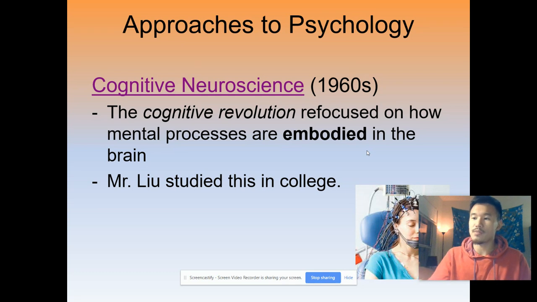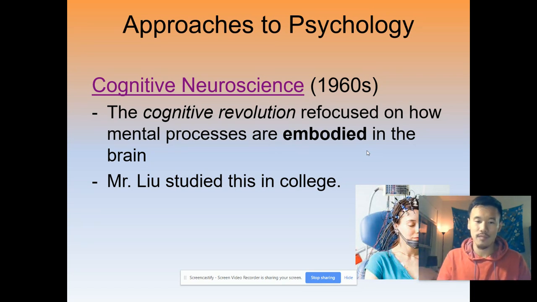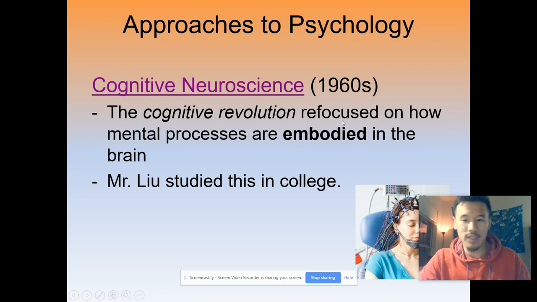So we specifically explore the way that we perceive and process information, and how the brain is supporting those operations, such as memory processing. But there's also many others, like how does vision work? How does motor coordination work? How does my brain move these fingers? And things like that. And I myself, Mr. Liu, studied this in college. And you need to write that down.